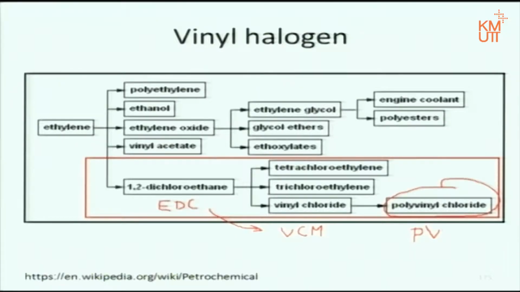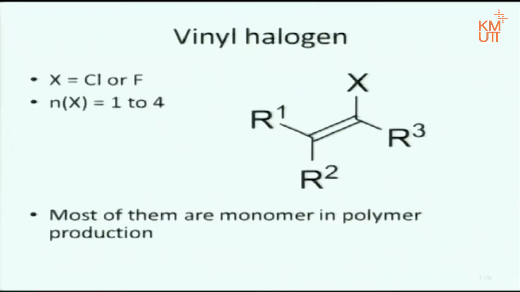This is the polymer of VCM. I think everybody knows the polyvinyl chloride product, okay? So PVC is used for the production of plastic tube, the blue one, the blue plastic tube, and also a lot of plastic sheets were made with PVC resin, okay?